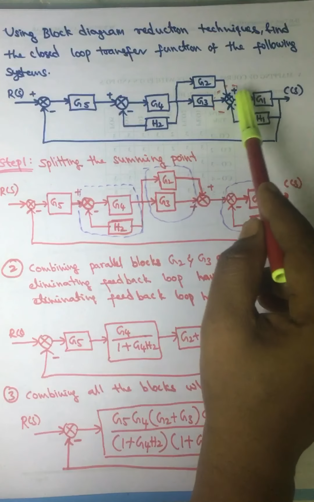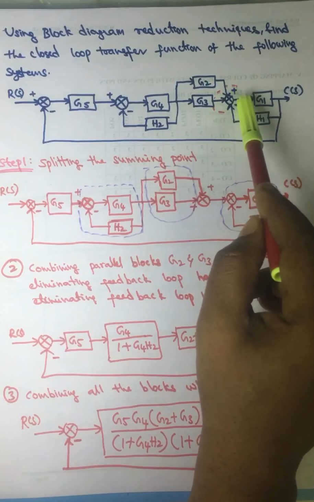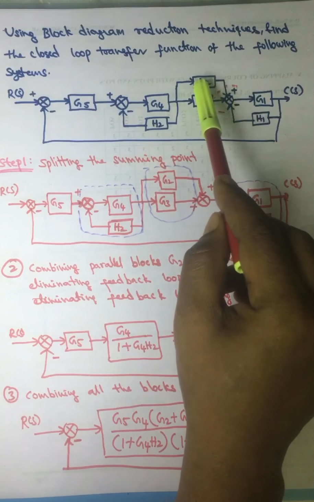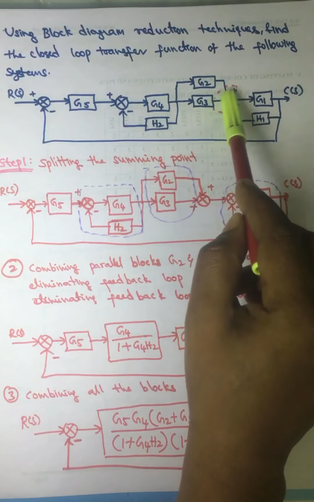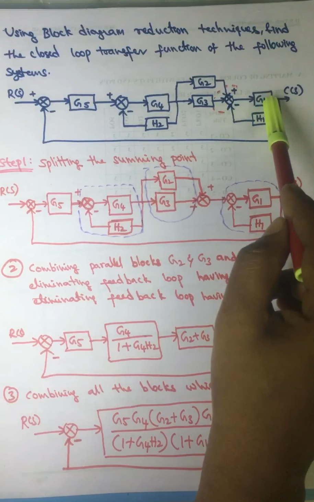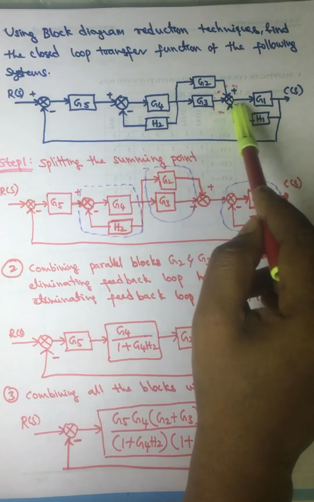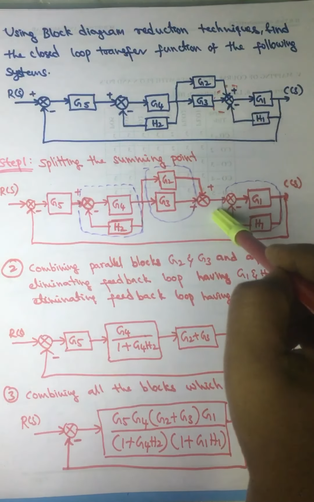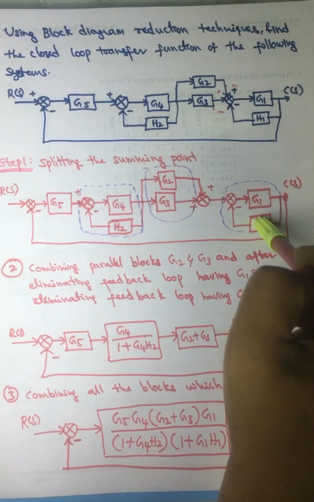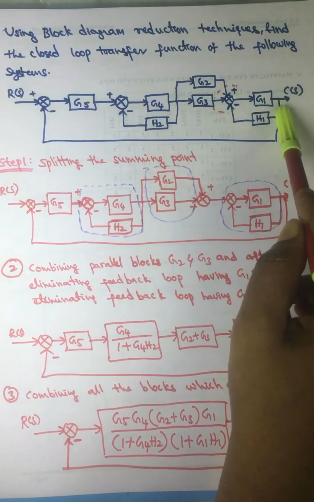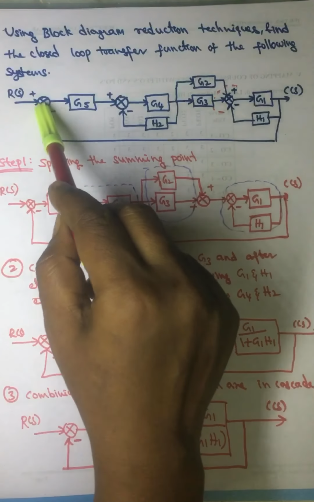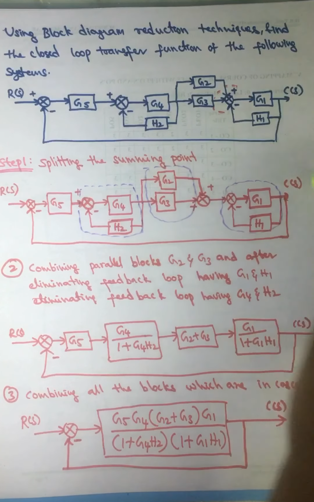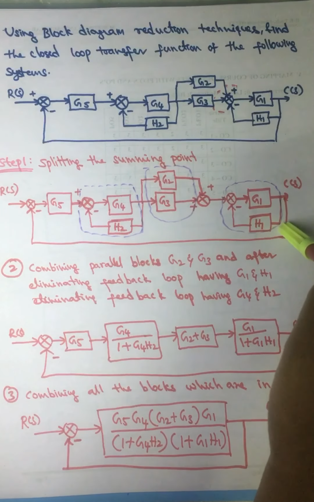So here, first we'll be splitting this summing point. We split it into two parts here, because G2 and G3 will be added here, whereas G1 and H1 will have negative feedback here, minus. So we are just splitting this summing point and writing it separately. This is the same takeoff point that is given to the outer feedback path also. So instead of taking it on the same line, we can take it separately also. That will not affect the result.